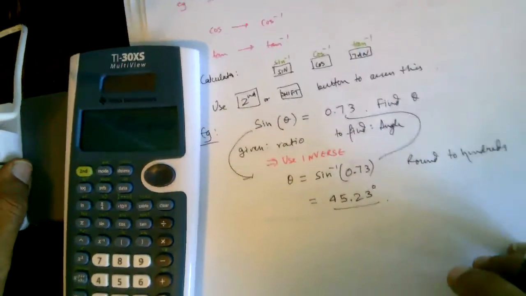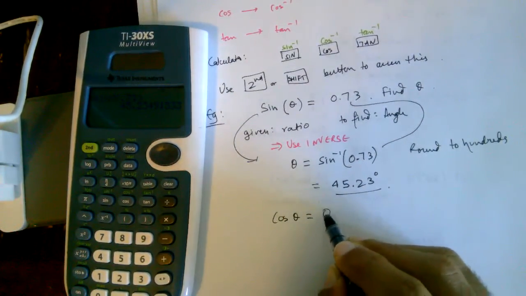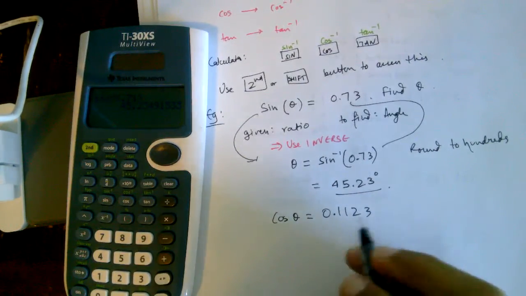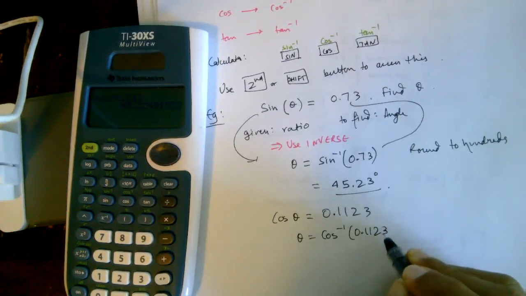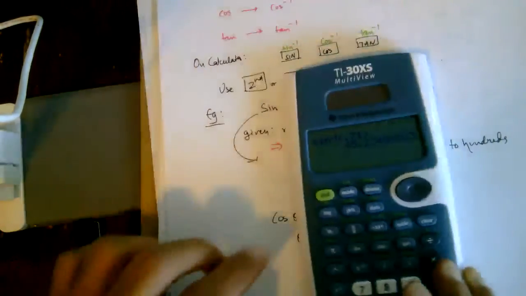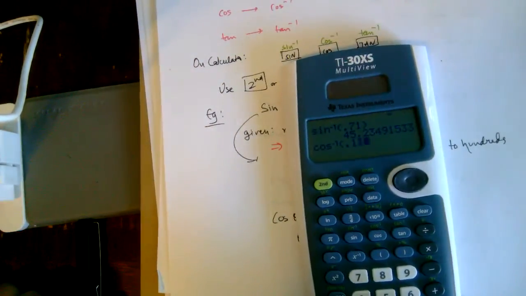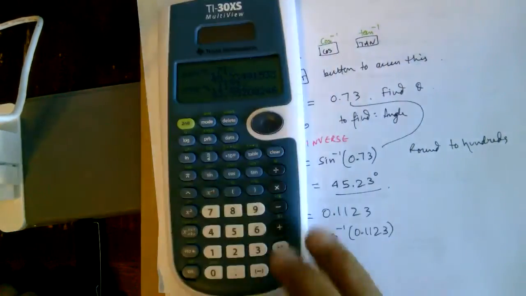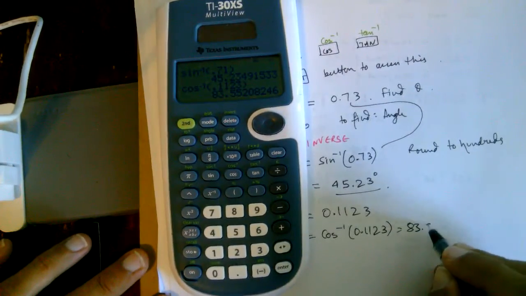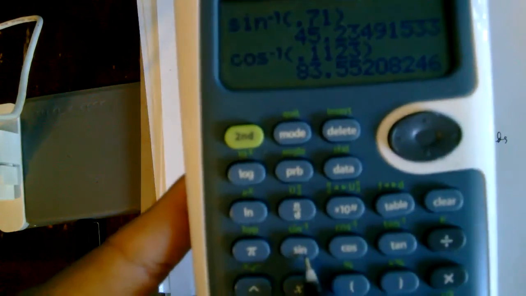Okay, let's look at another example. Let's say I'm given cosine theta equals 0.1123. Then I have theta equals cosine inverse of 0.1123, and I plug it in exactly the same way. Cosine inverse 0.1123. That's 83.55, so that is 83.55 degrees.